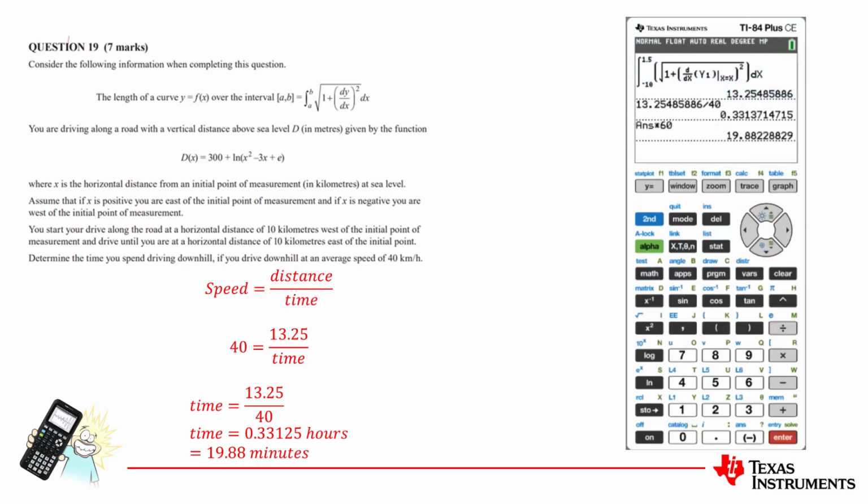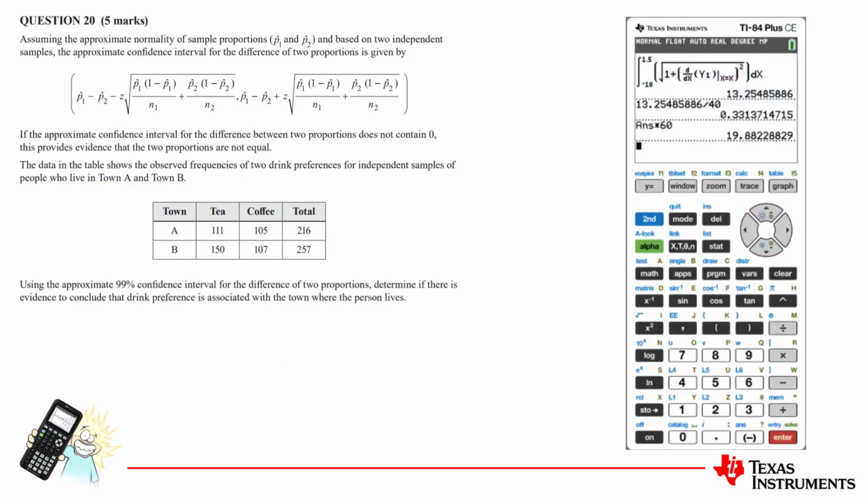Okay, the very last question on the paper looks at the difference of two sample proportions. So we're trying to decide whether where you live, town A or town B, determines whether you like tea or coffee, or whether you drink tea or coffee more. So we're given some amount of people who drink tea, amount of people who drink coffee, and a total number of people for both towns.